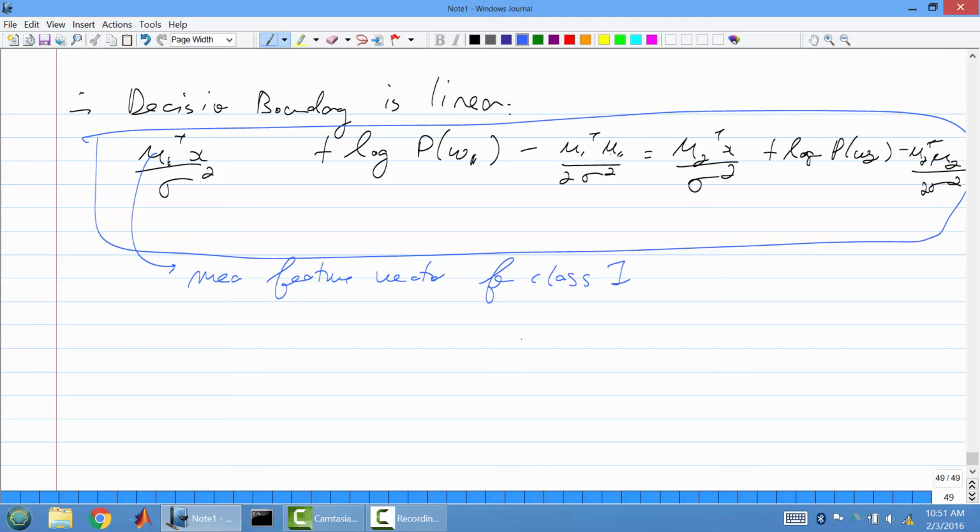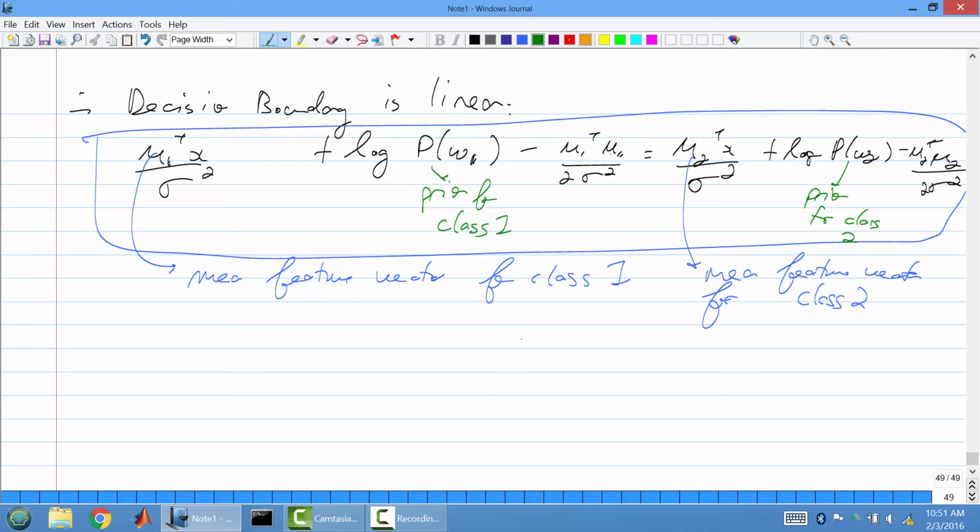This is the mean feature vector for class 2, no, sorry, not x2, class 2, right? This is the prior for class 1, right? This is the prior for class 2, right? And we assume that all these share the same variance. Okay, so I'll just make a general note, show an example, and then we will end the class.